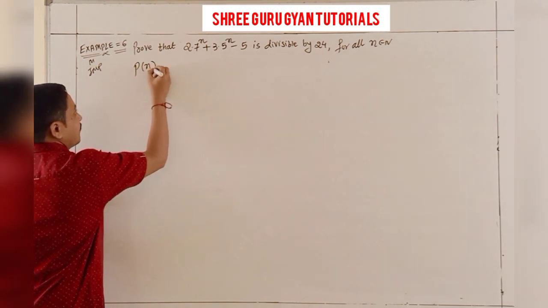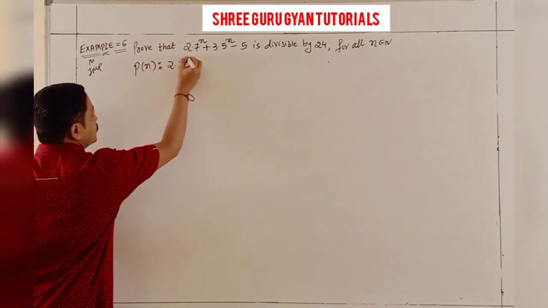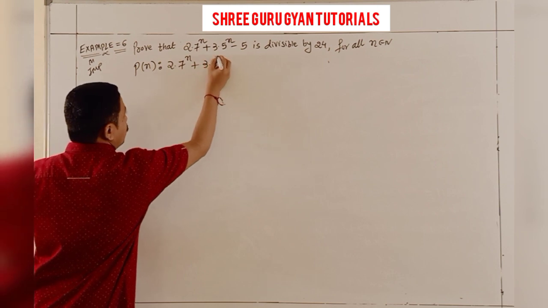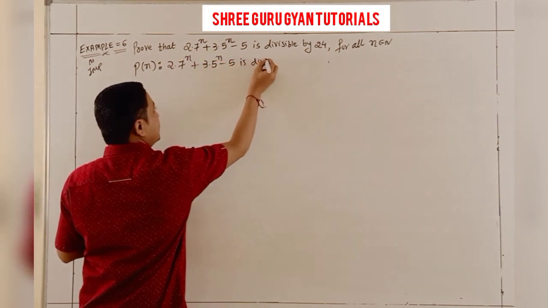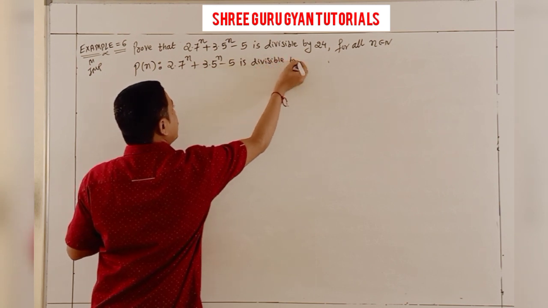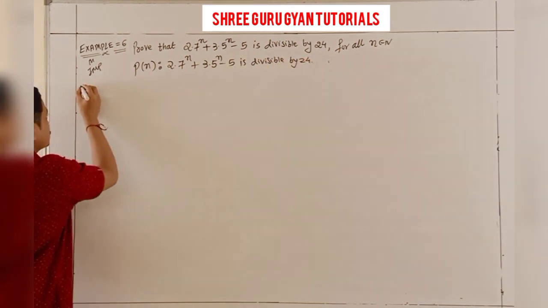Yes students, same as I explained to you. Here you have P(n) equals 2 into 7 to the n, plus 3 into 5 to the n, minus 5. This is my data, divisible by 24. So I am going step by step.